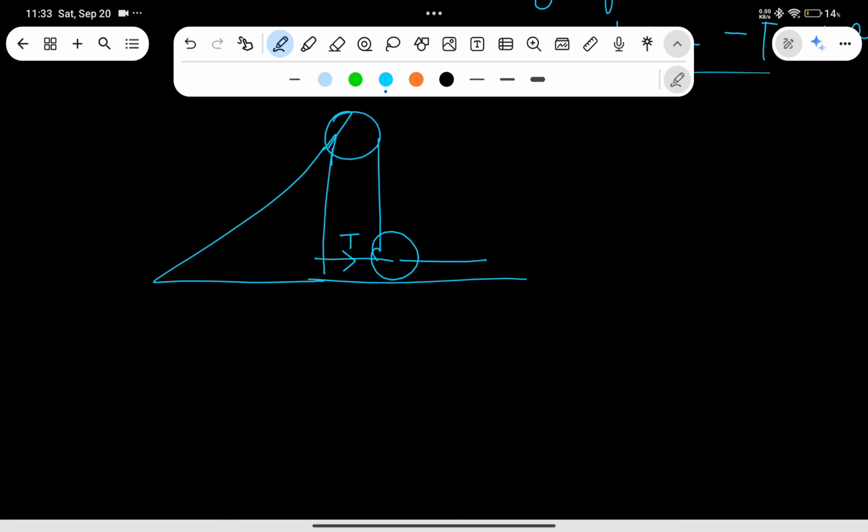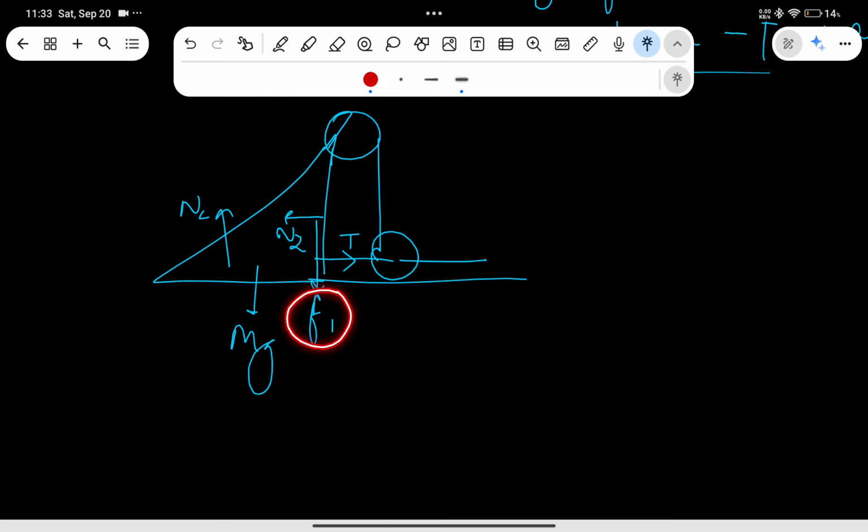This tension is there, and there's capital Mg here, and the normal reaction due to this is N2, let's suppose, and this is also acting here, N2. And the friction force, because the friction force is acting on the block small m upwards, so it will be downwards friction. Now see, we have done the contact forces and the non-contact forces.